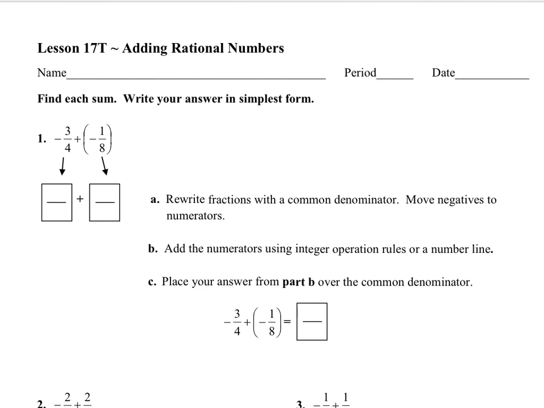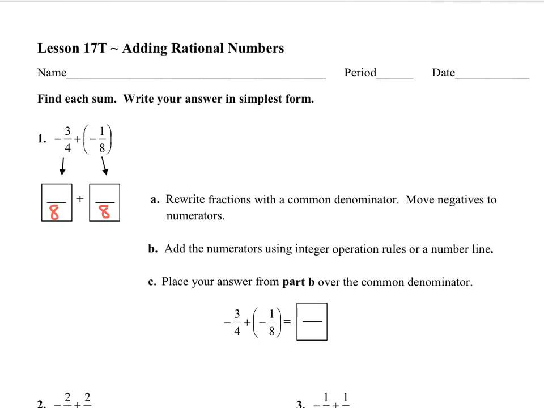Find the sum and write your answer in simplest form. Number 1, you have negative 3/4 plus negative 1/8. A. Rewrite fractions with a common denominator and move negatives to numerators. In this case, we have denominators of 4 and 8. So what is the common denominator? What's the smallest multiple that both 4 and 8 have in common? That is the number 8.